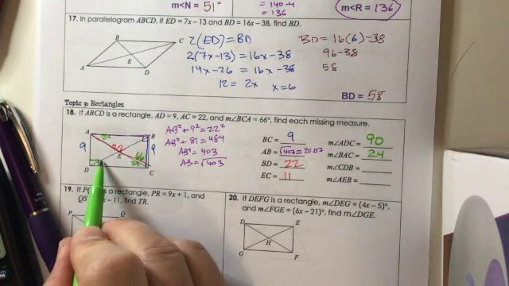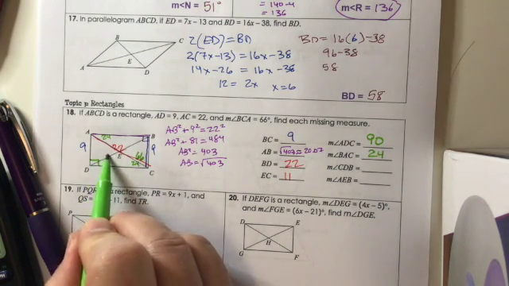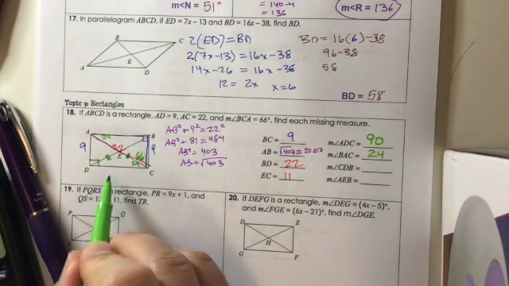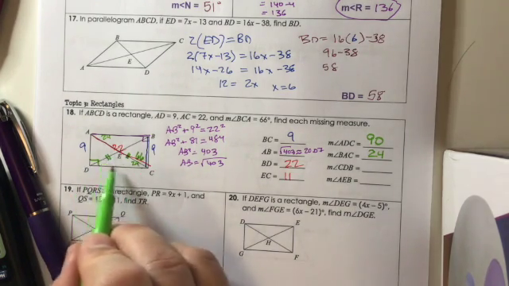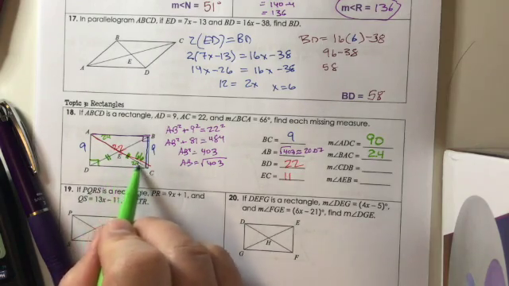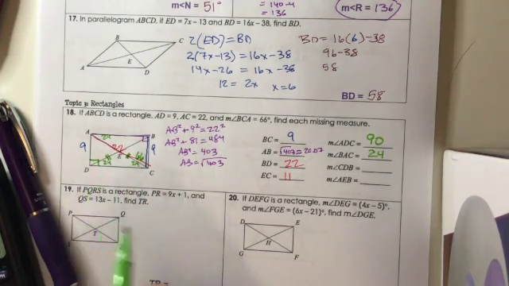CGB, this one over here. I know that the diagonals are congruent and they're bisected, so this part EC and this part ED are congruent, making this an isosceles triangle. So if that's 24, so is that.